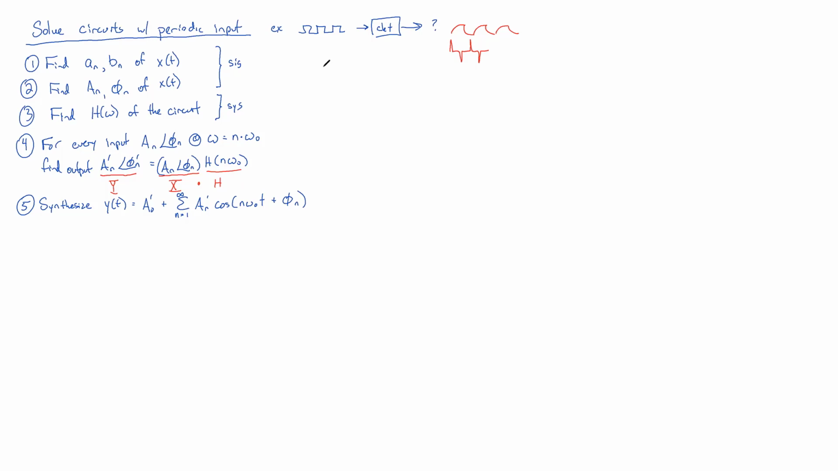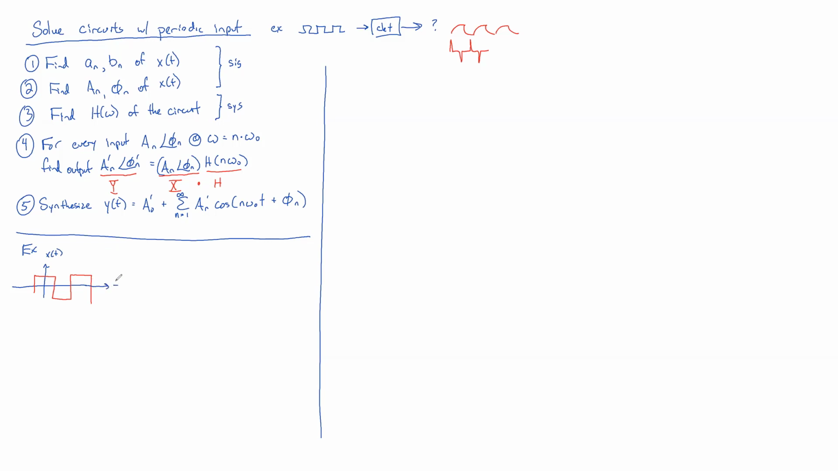If there are no questions, let's do an example. So here's our input to our circuit. And it goes on in either direction forever. And it goes between, let's say, +1 and -1. And our values here are, we want it to have a period of 1.